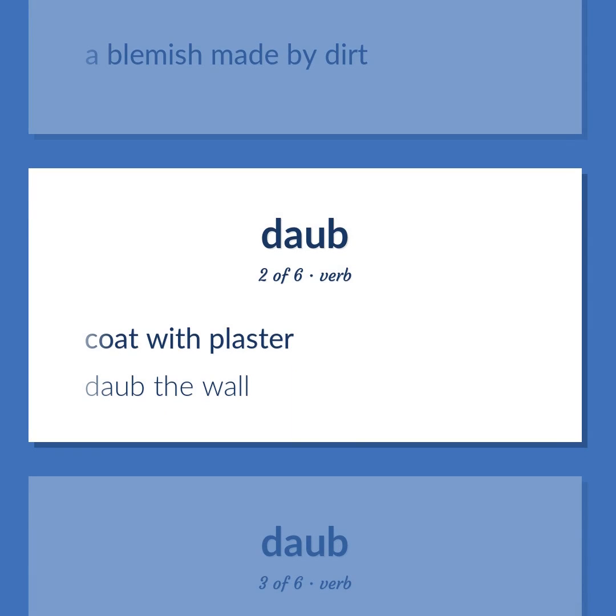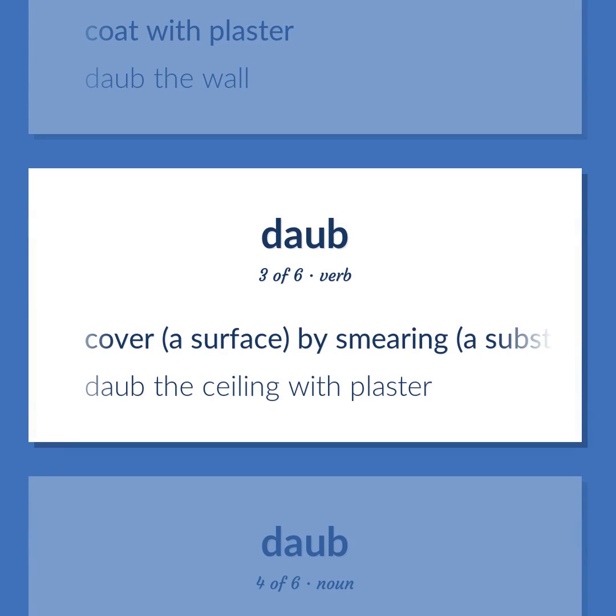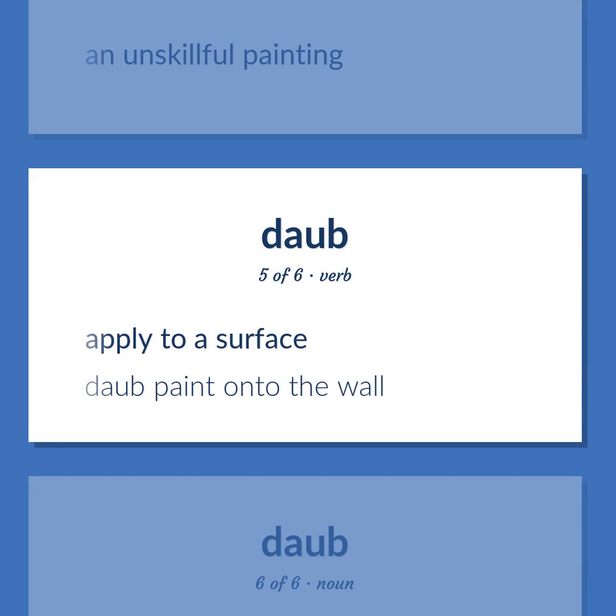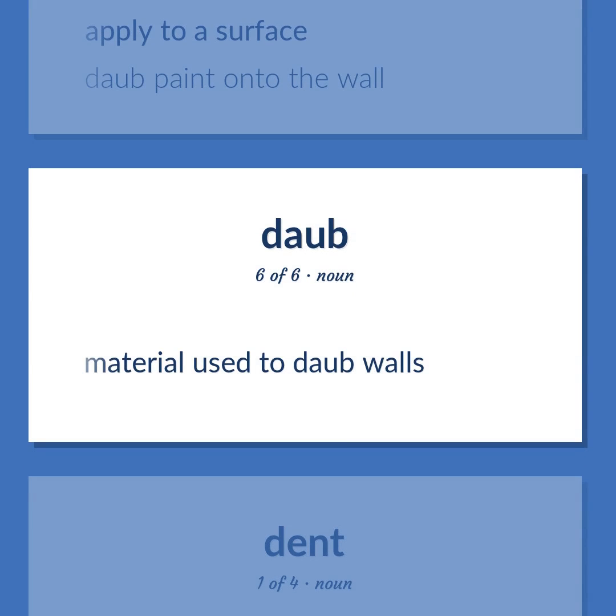Coat with plaster. Daub the wall. Cover a surface by smearing a substance over it. Daub the ceiling with plaster. An unskillful painting. Apply to a surface. Daub paint onto the wall. Material used to daub walls.